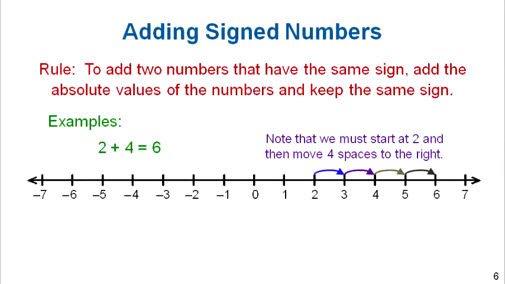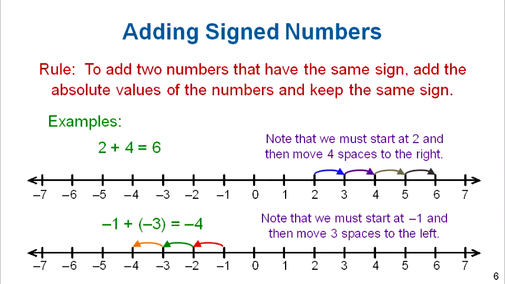Now, let's talk about how we can add two signed numbers. To add two numbers that have the same sign, you can add their absolute values and keep the same sign. For example, 2 plus 4 is, of course, equal to 6, and you can see why this works by starting at 2 on the number line, and then, since we want to add a positive 4, moving 4 spaces to the right. Note that you end up at 6.